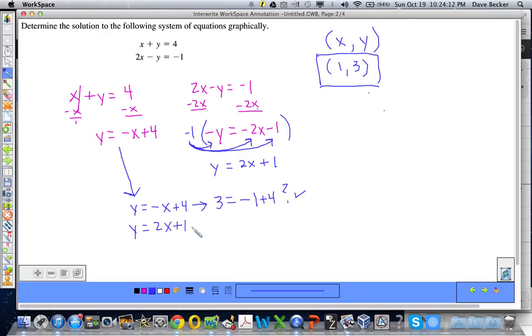And if you want to do a double check, then you just replace y with 3 again. 3 equals 2 times 1 for x. Does 3 equal 2 times 1 plus 1? 2 times 1 is 2, plus 1 is 3. Yes, so we know we're right.